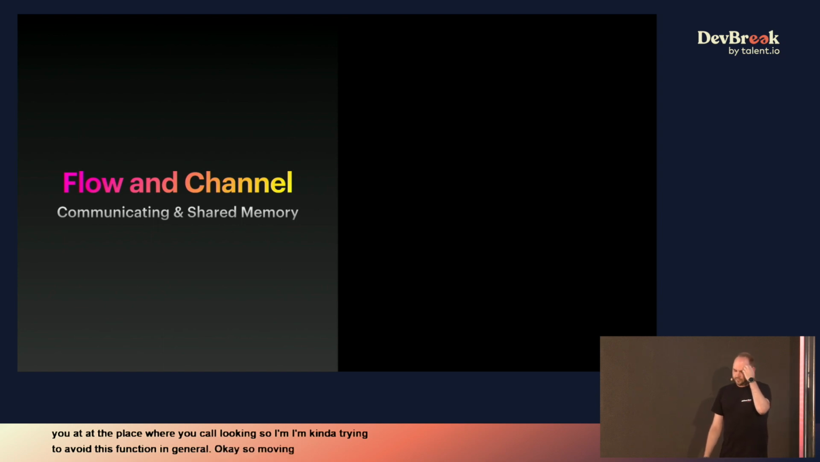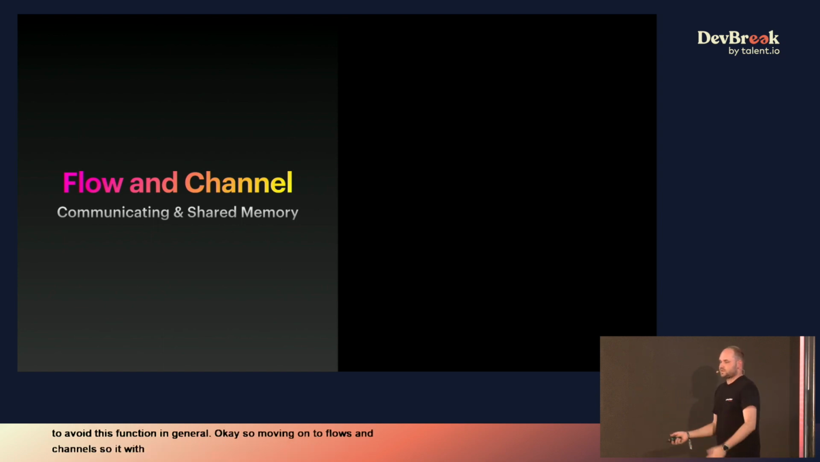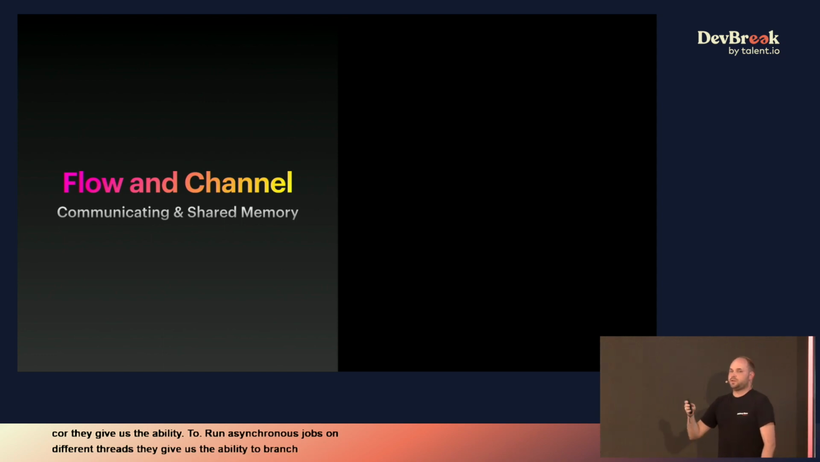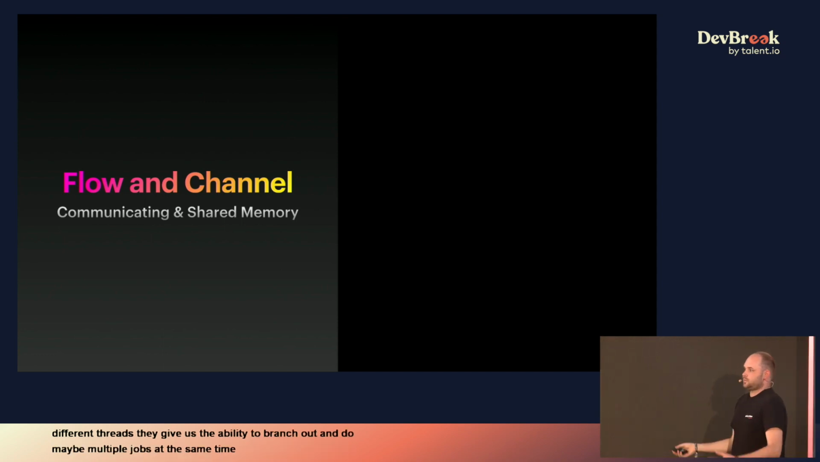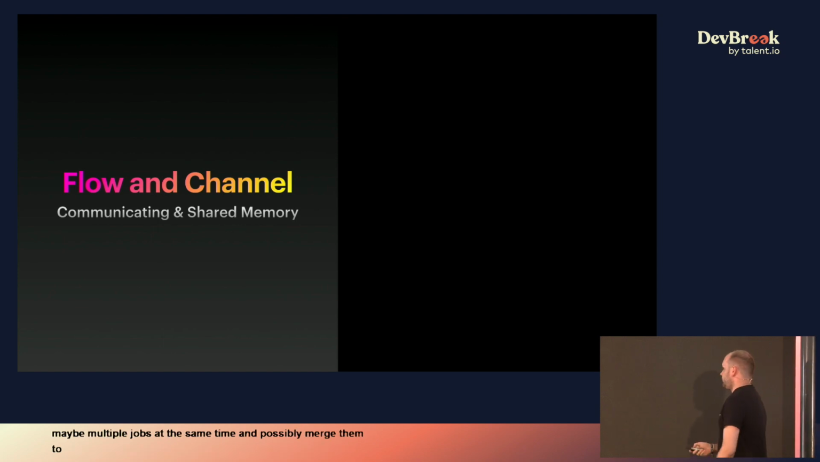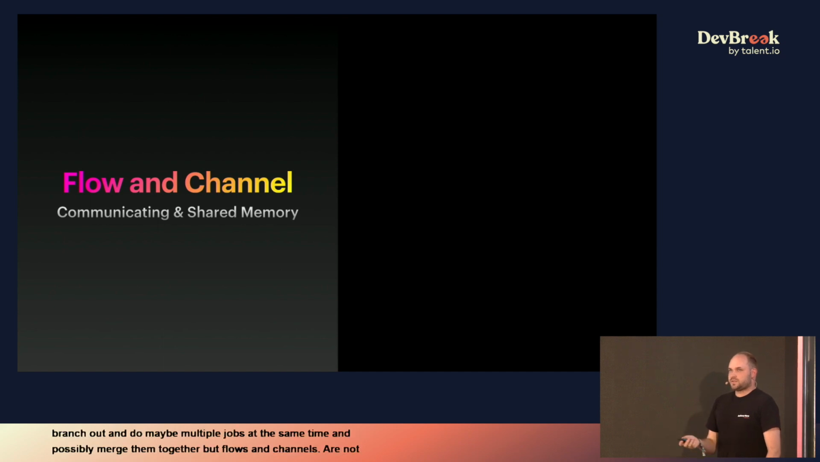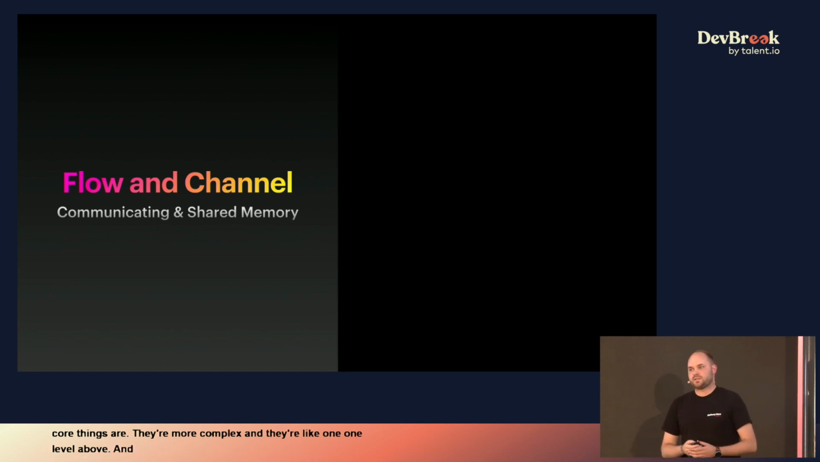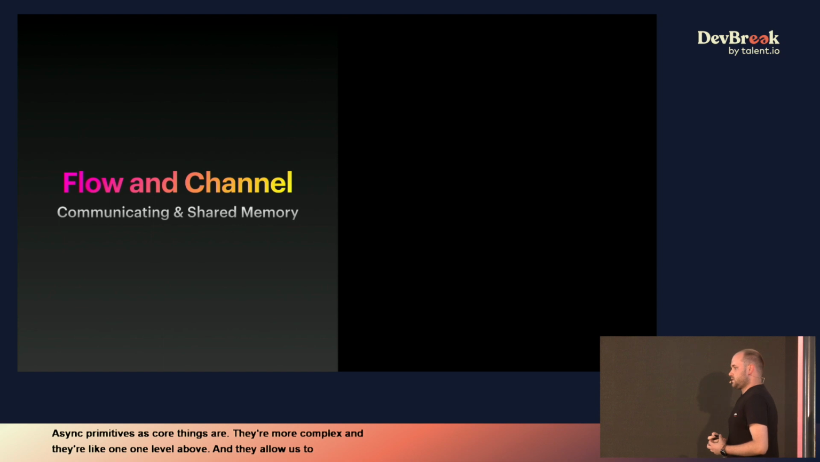Okay, so moving on to flows and channels. Coroutines give us the ability to run asynchronous jobs on different threads. They give us the ability to branch out and do maybe multiple jobs at the same time and possibly merge them together. But flows and channels are not async primitives as coroutines are. They're more complex and they're like one level above. And they allow us to process things in a producer-consumer fashion.